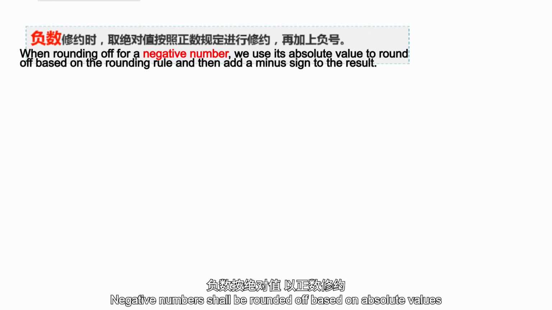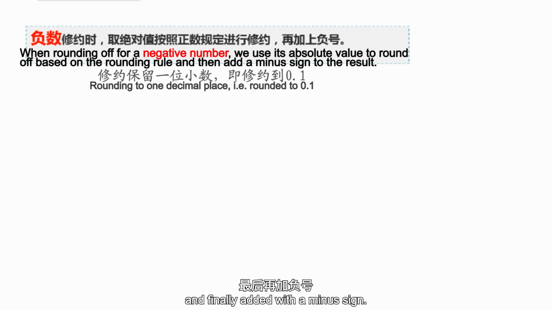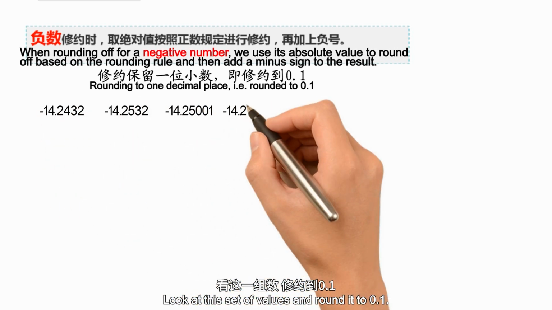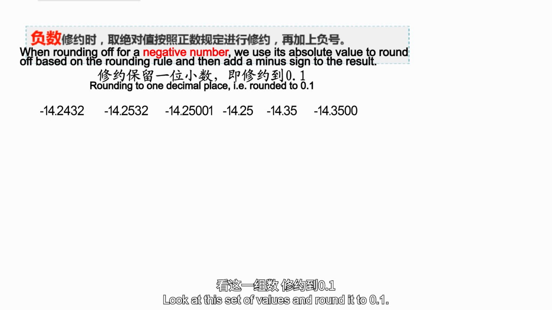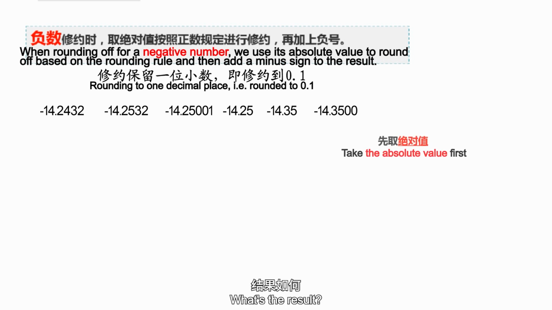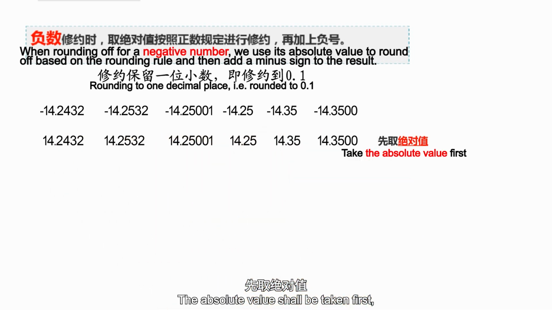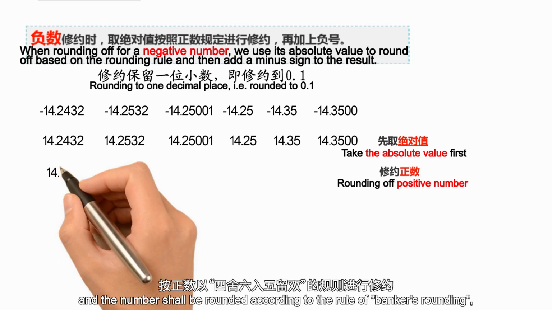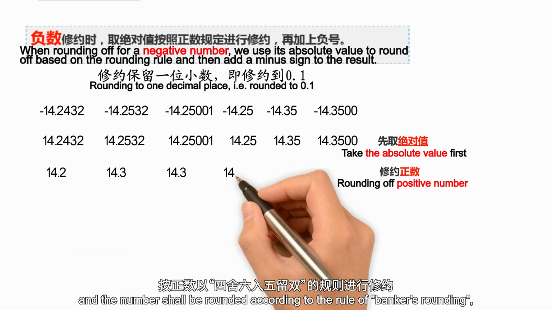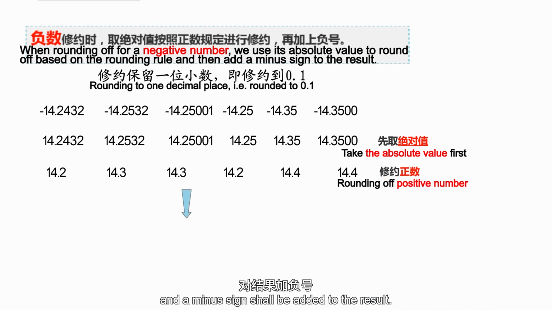Negative numbers shall be rounded off based on absolute values and finally added with a minus sign. Look at this set of values and round it to 0.1. What's the result? The absolute value shall be taken first, and the number shall be rounded according to the rule of banker's rounding, and a minus sign shall be added to the result.